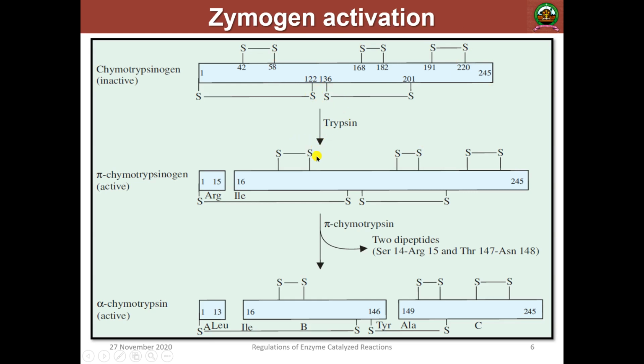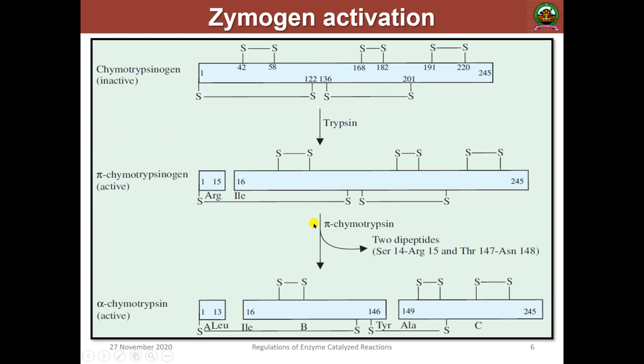There is another enzyme called trypsin. This trypsin will go and bind with this particular chymotrypsinogen, and it will cleave between arginine 15 and isoleucine 16, and this fragment is gone. Okay, and there is a breakage, and that is known as pi-chymotrypsin. That is an active form.